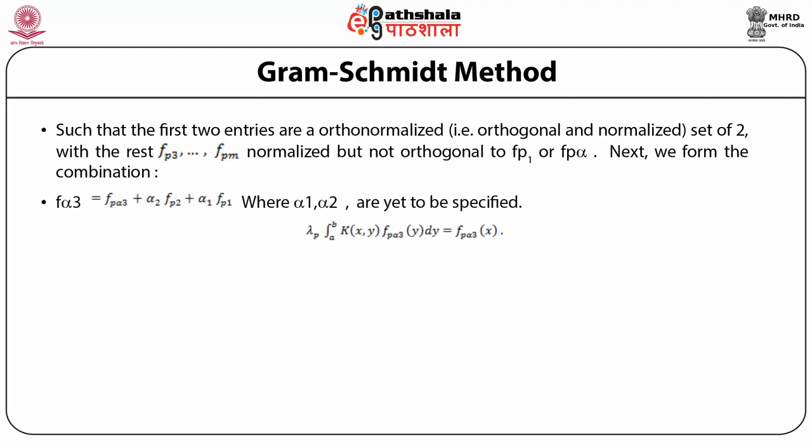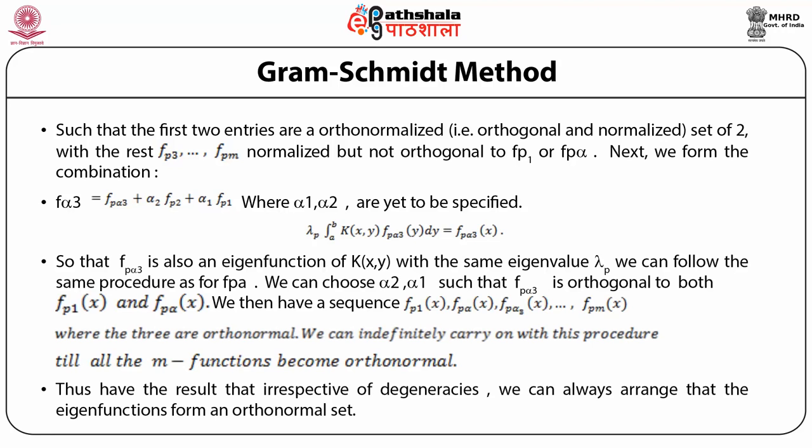Next, we form the combination f alpha 3 is equal to fp alpha 3 plus alpha 2 times fp2 plus alpha 1 times fp1, where alpha 1 and alpha 2 are yet to be specified. Then we have lambda p integral a to b kxy fp alpha 3 y dy defined as fp alpha 3 x, so that fp alpha 3 is also an eigenfunction of the kernel kxy with the same eigenvalue lambda p. We can follow the same procedure as for fp alpha.